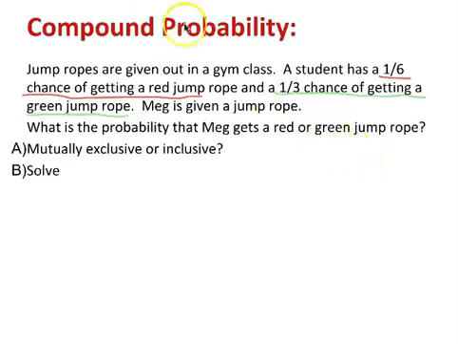So first, let's decide what type of event we are looking at. Can these events occur at the same time? She's given 1 jump rope. So can she get a red and green at the same time? No. Because these events cannot occur at the same time, we're looking at a mutually exclusive event. The events cannot occur at the same time. And now let's go ahead and find the probability.